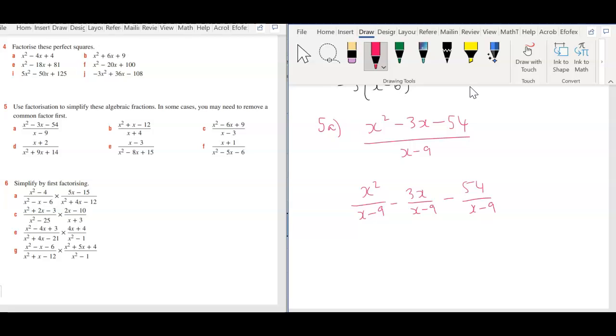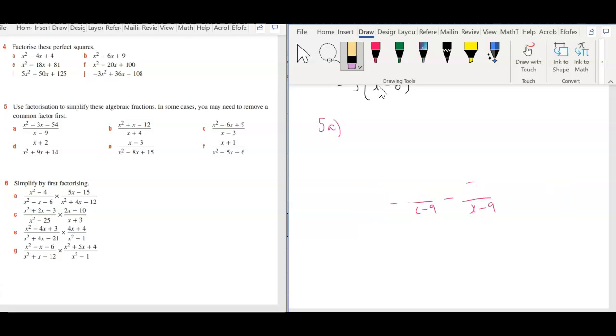You can only do cancelling when you're multiplying. All right, so if we had 2x over x, 2 times x, so that can cancel. But if we had 2 plus x over x, we can't cancel that, okay, because there's 2 separate terms there. All right, so please remember when you're cancelling to not make that error. All right, let's move on to this question.